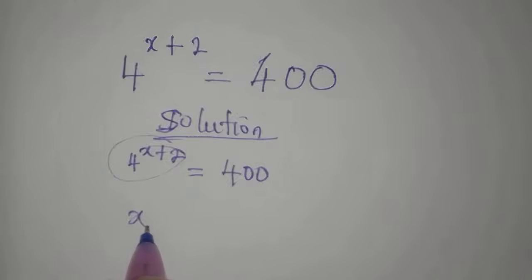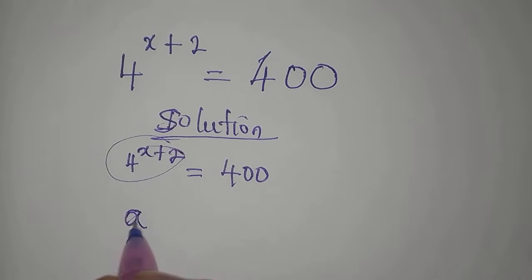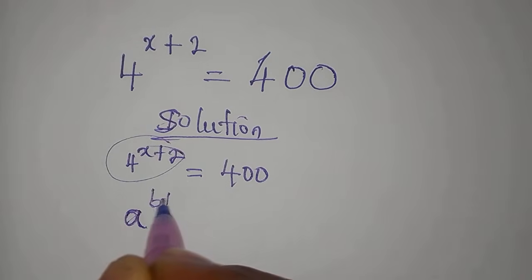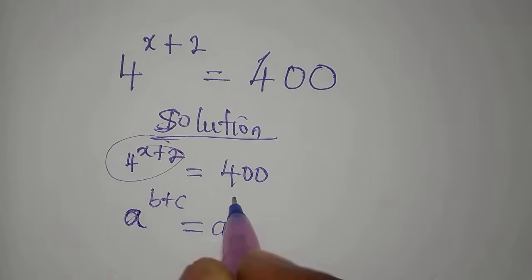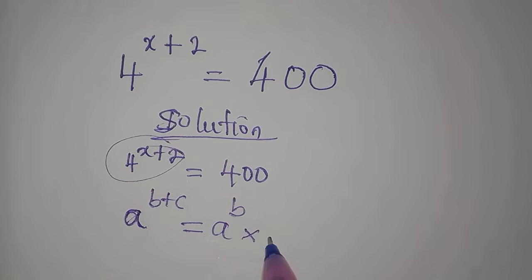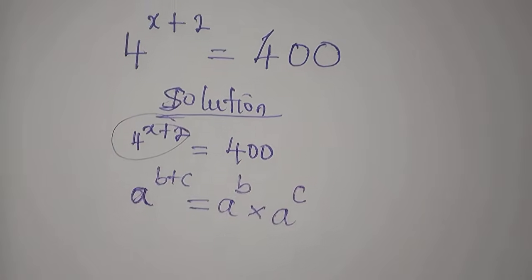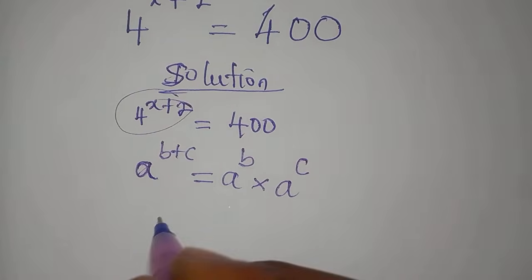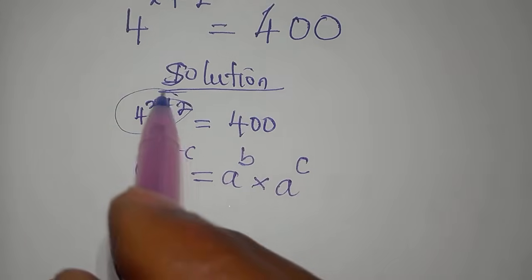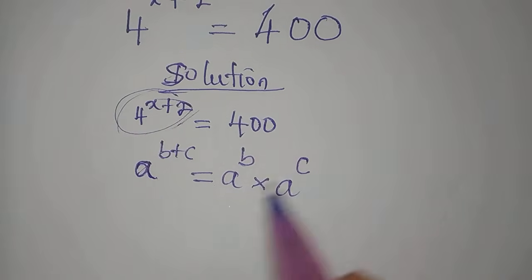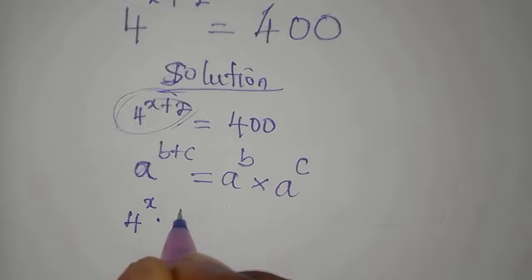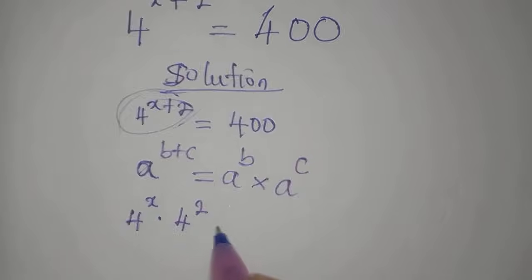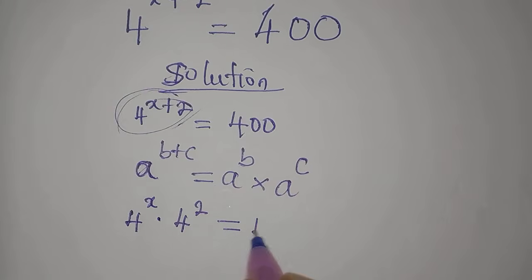Remember that if you have, let me use another letter, a to the power of b plus c, this is the same thing as a to the power of b multiplied by a to the power of c. So if this is true, then we can say that what we have here can be in this form. So we have 4 to the power of x multiplied by 4 to the power of 2, and it's equal to 400.